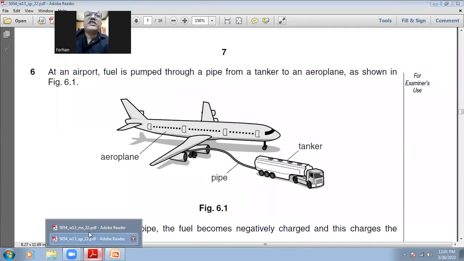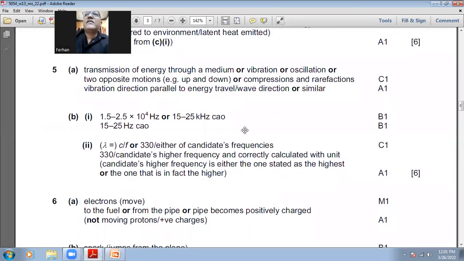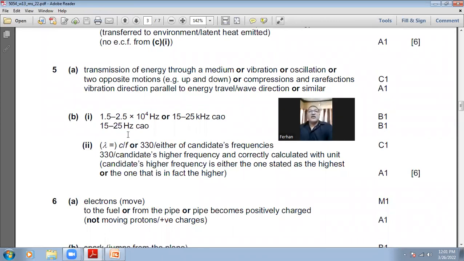Next question is question number 6. Let's go to the marking scheme. My dear students, the marking scheme for question number 5 is showing up on your screen, and you can see our answers are right. In the marking scheme, instead of 20,000 hertz, it says 25,000 hertz, and our textbook says 20,000 hertz. To be on the safe side, we write 20,000 hertz. You can also write 25,000 hertz, since the marking scheme uses this number.